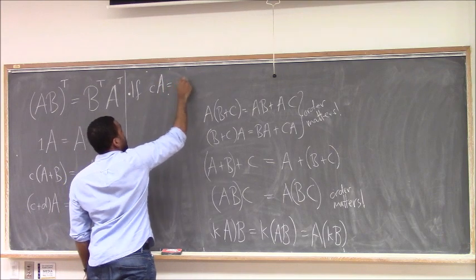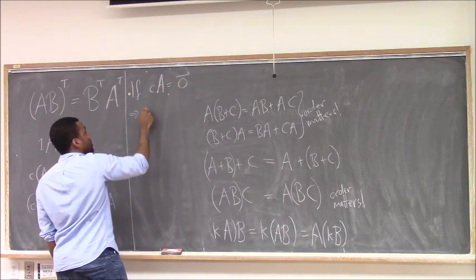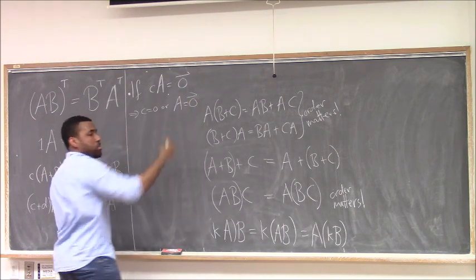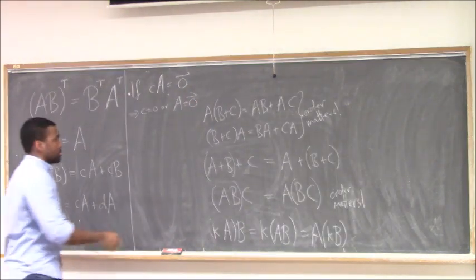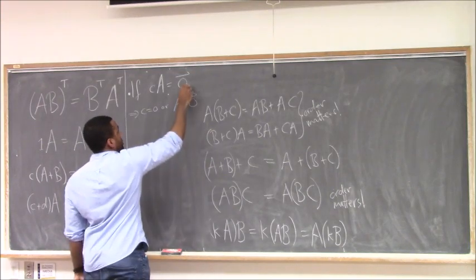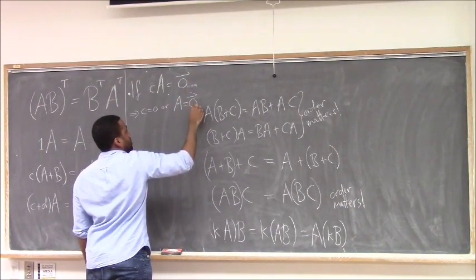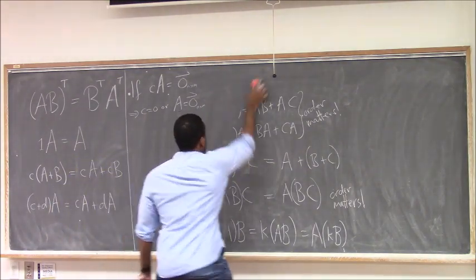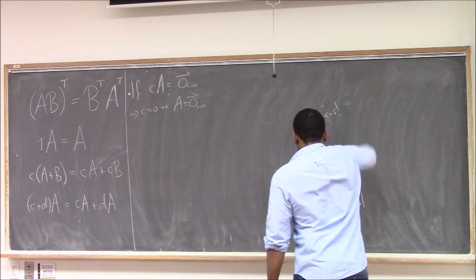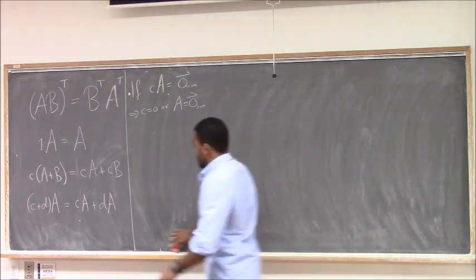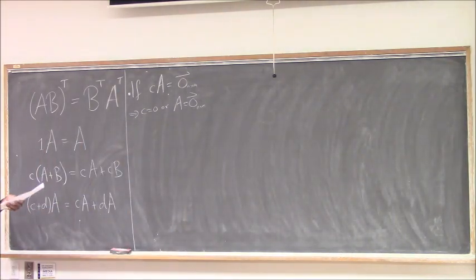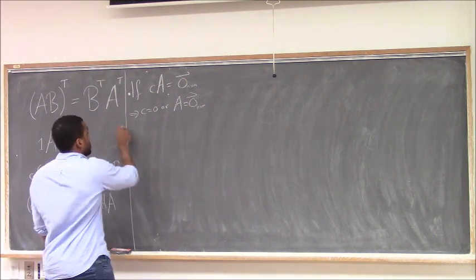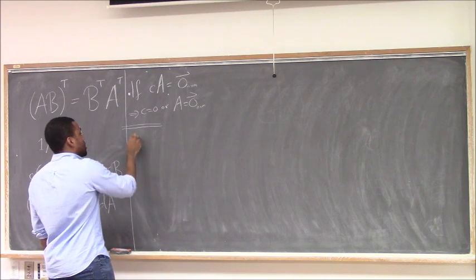So if C times A gives you the 0 matrix, then it means either C is 0 or A is a 0 matrix itself, of the same size. So this is like an n by m, and this is also an n by m. So those are things that work. Again, these do not work.